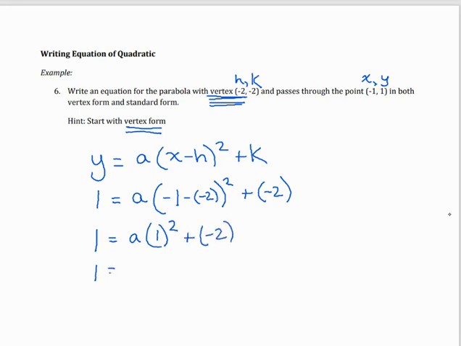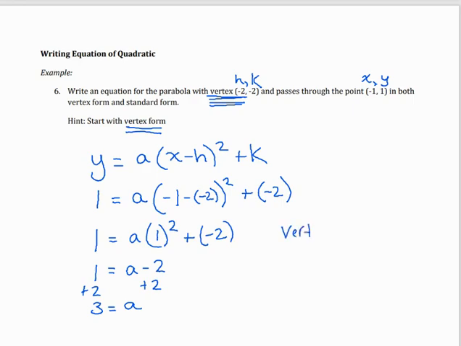Keep on simplifying. Make this a little prettier. 1 equals 1a, or a, minus 2. Now to get a alone, we add 2. So my a value is 3. This now tells me what my vertex form is.